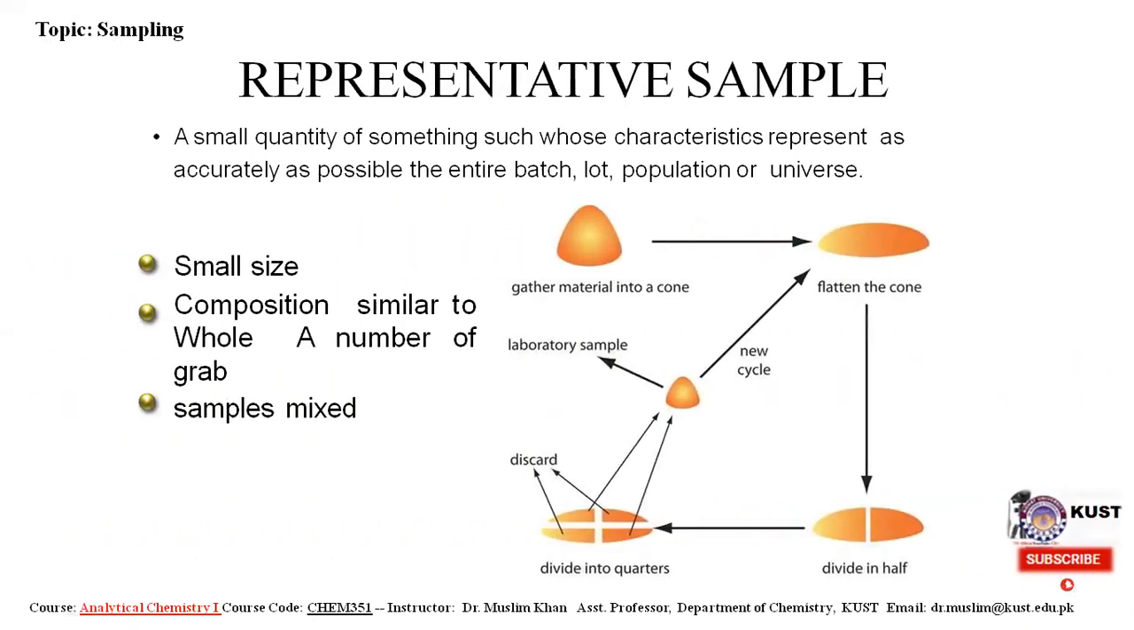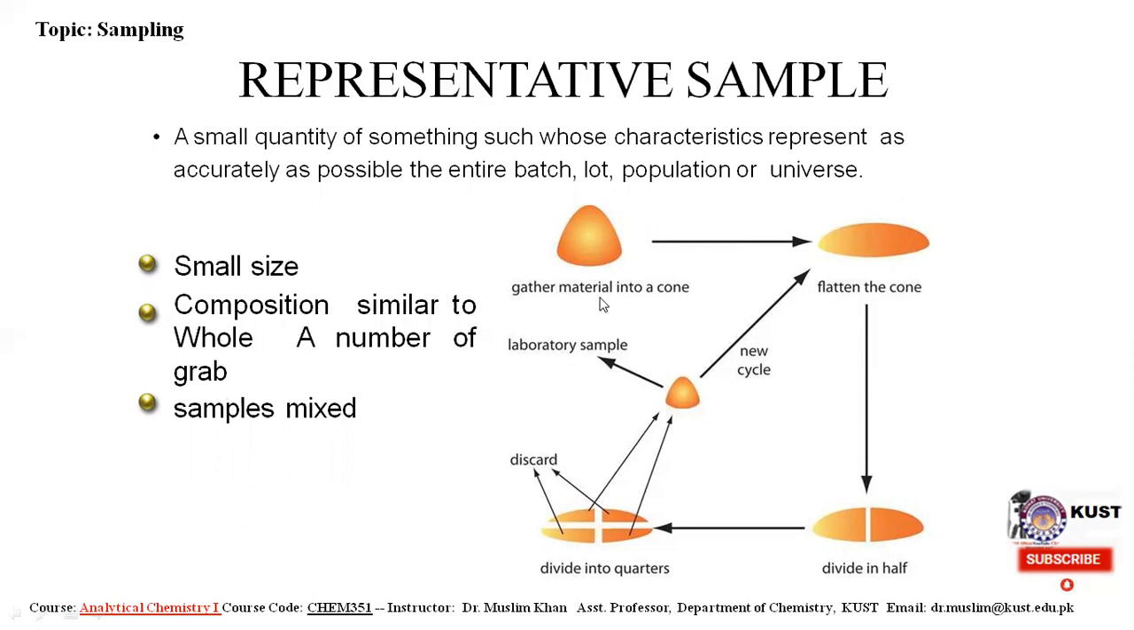A representative sample is a small quantity of something whose characteristics represent as accurately as possible the entire batch, lot, population, or universe. Small size, with composition similar to the whole. Usually, this type of sampling technique is used during sampling.